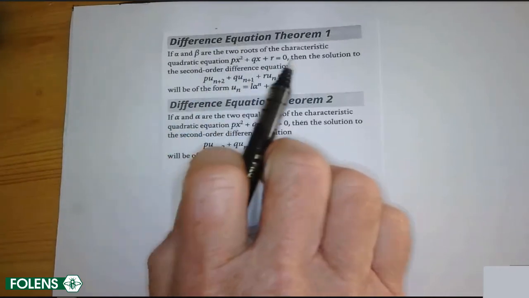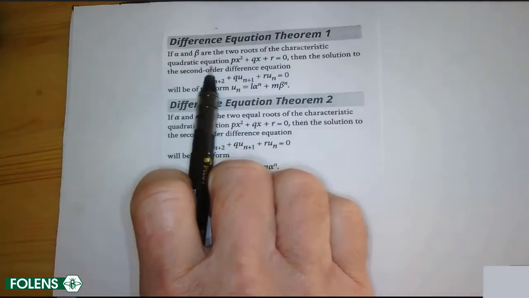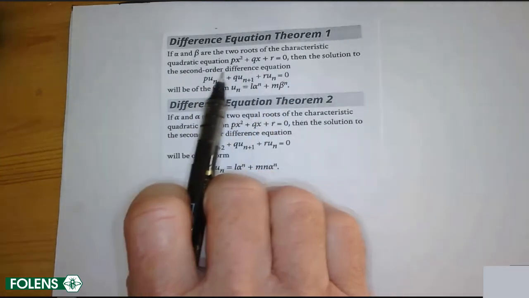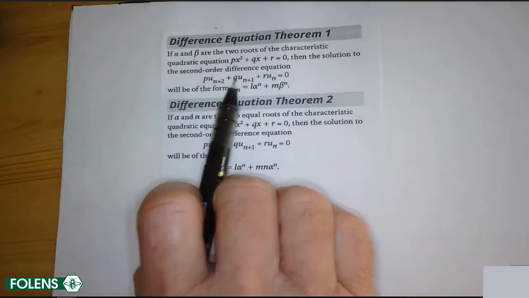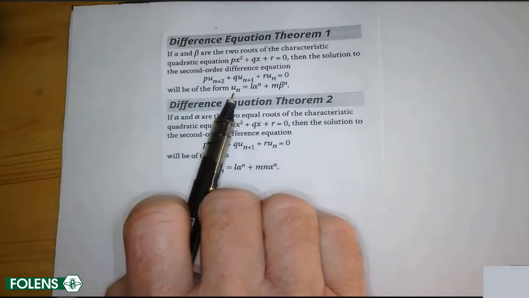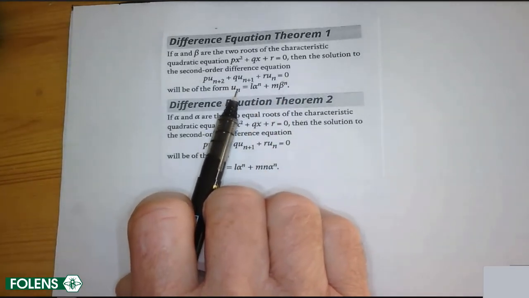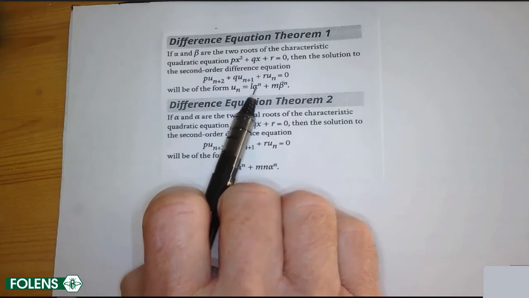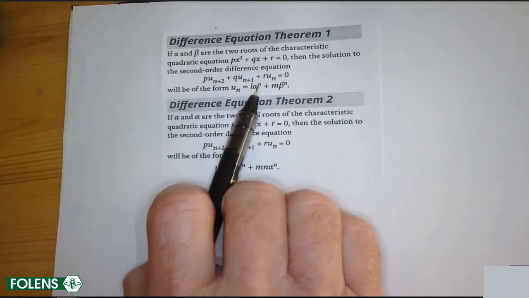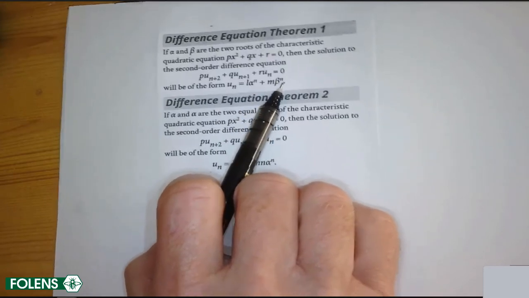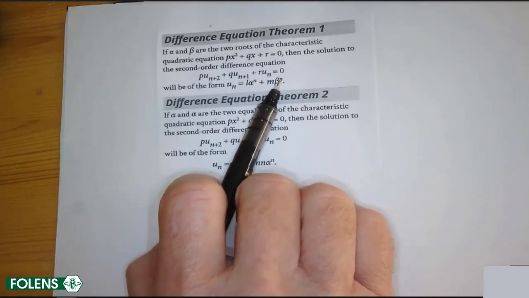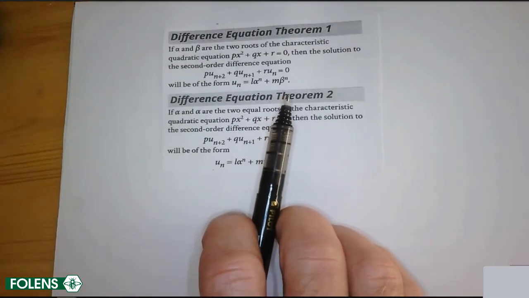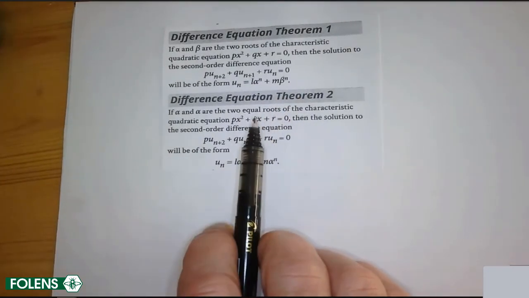If alpha and beta are the two roots of that characteristic quadratic equation, then the solution to this second order difference equation will be of the form: un, the nth term, will be a constant L times the first root to the power of n and another constant M times the second root to the power of n. This can be proven, but the proof is not mentioned in the syllabus, so we presume it's not on.